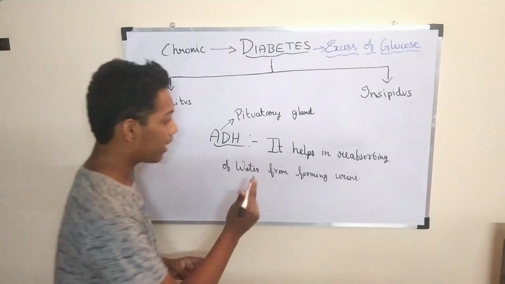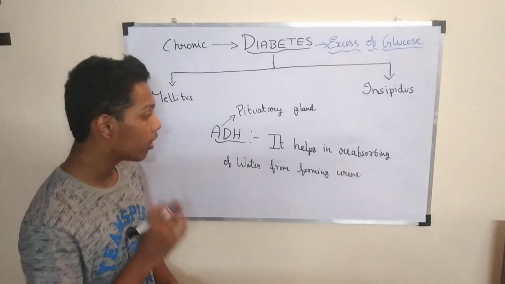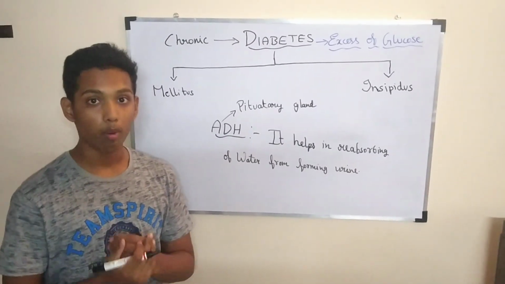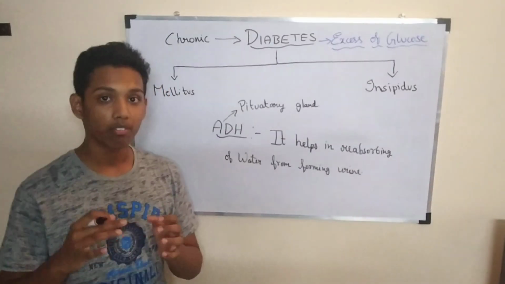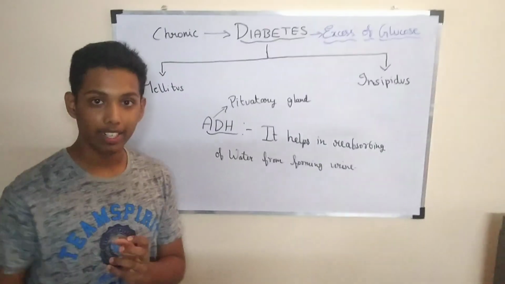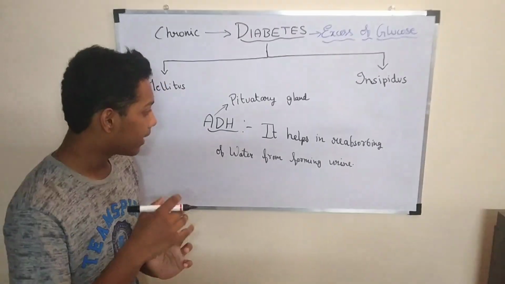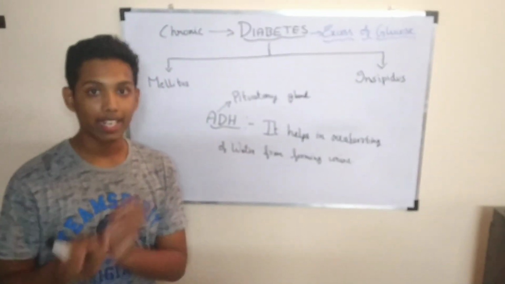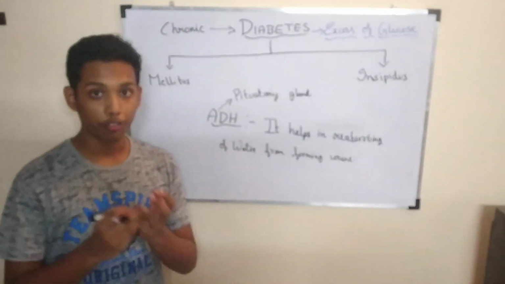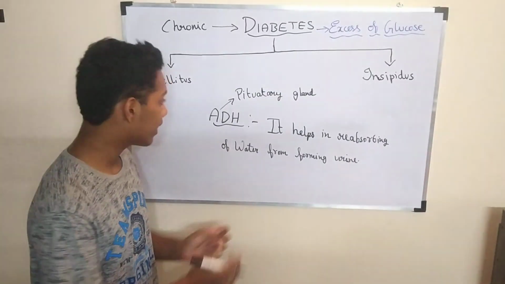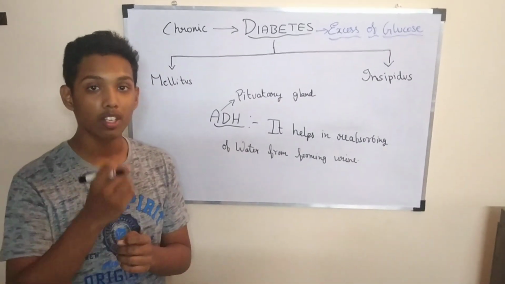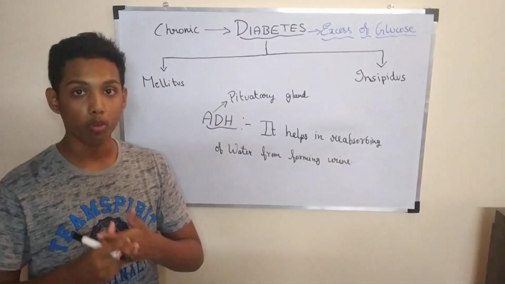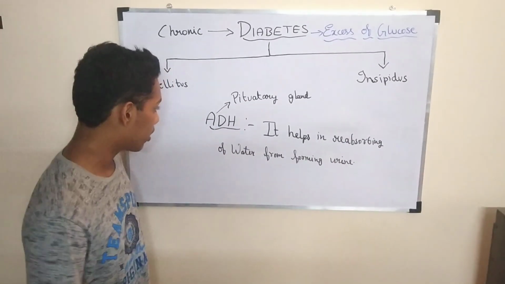Now what does it do? Let me explain. It helps in reabsorbing of water from the forming urine. When we take water, some of the time we excrete it in the form of urine. Before the urine, the kidneys have the forming urine, like before it gets released, there is a place where it gets stored. At that place, this ADH hormone comes and helps in reabsorbing most of the water back into the blood. Therefore it helps us not to feel thirsty, and we need not drink more water. That is what ADH hormone does.